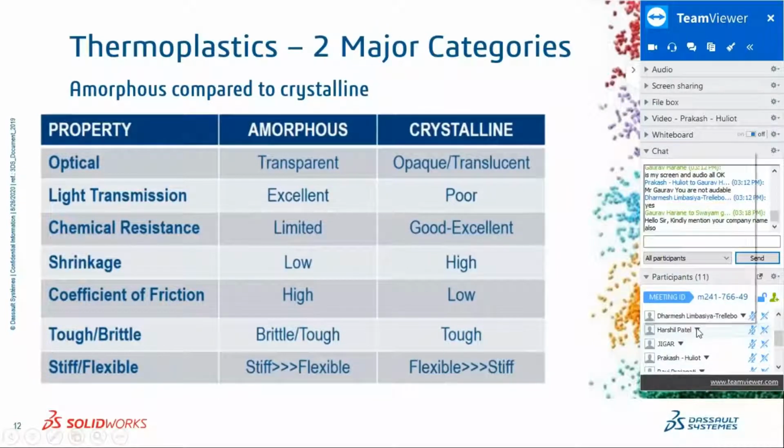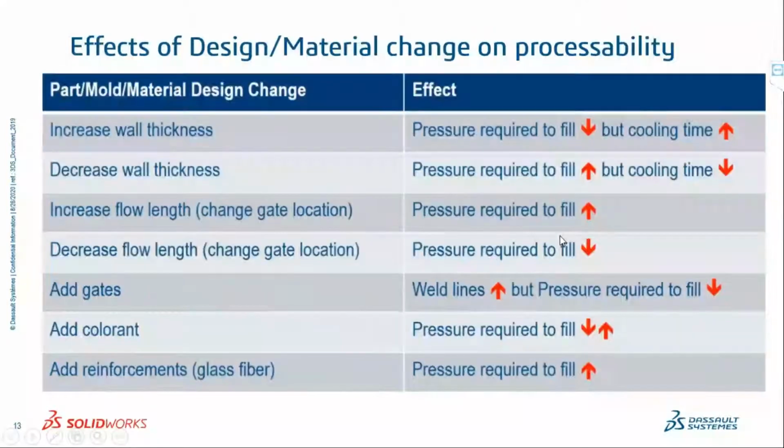Correct. So now moving ahead with the next set that I have created, the effects of design or material change. So what will happen if you increase the wall thickness, or decrease the wall thickness, right? Increase the flow length in your injection mold or decrease it. So what are the effects that will come on your final net product?